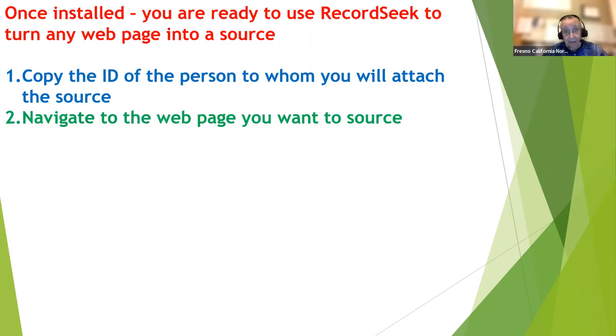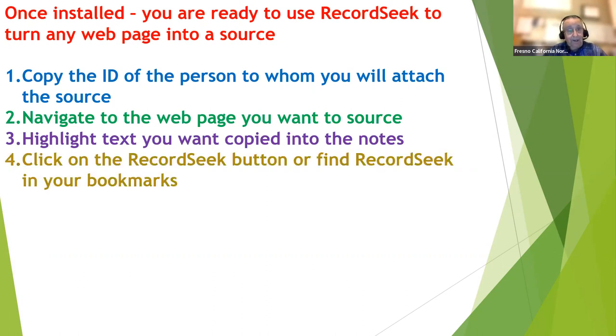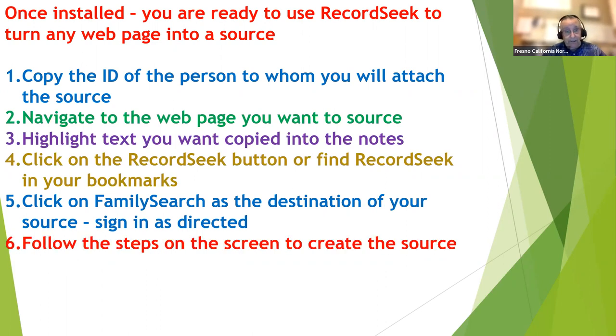So I navigate to the page I want to go to, highlight the text that I want put into notes. I click on the little RecordSeek button, or I find RecordSeek in my bookmarks and click on it. If this is the first time I've used it in this session, I'm going to have to sign in. In this case, sign into FamilySearch because I want to put it at FamilySearch. And then just follow the directions, follow the steps, and I'll be done. So we'll take you through that.